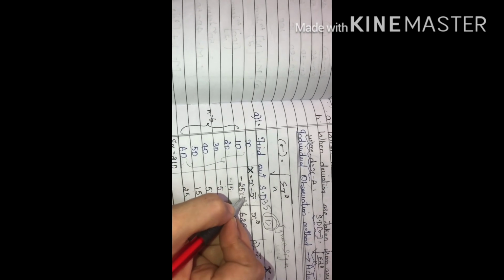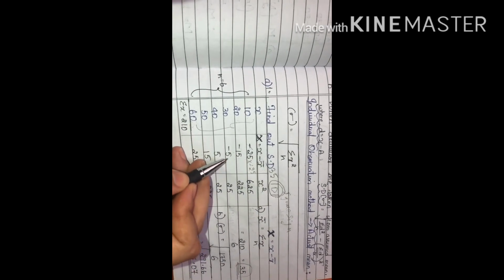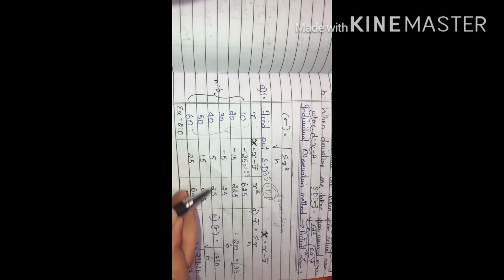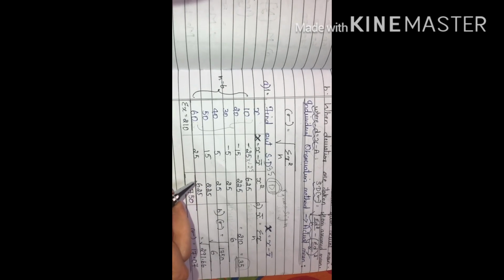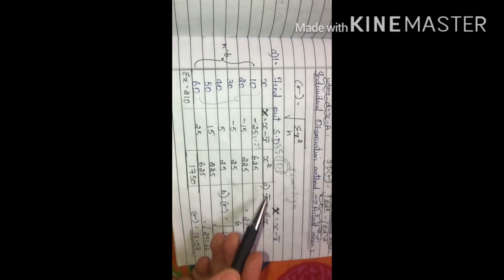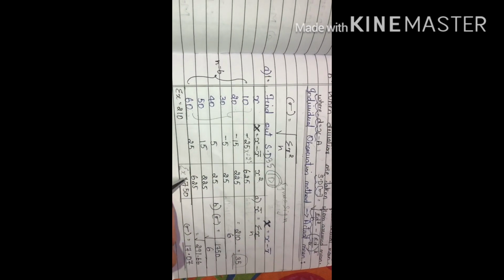So minus into minus becomes plus. Therefore 25 into 25, 625. 15 into 15, 225. 5 5s are 25. Again 5 5s are 25. 15 into 15, 225. 25 into 25, it is 625. Now you need to make the total of this column, that is sigma x square.